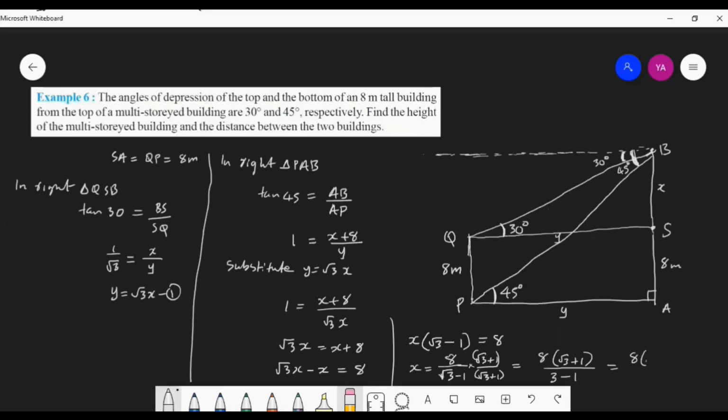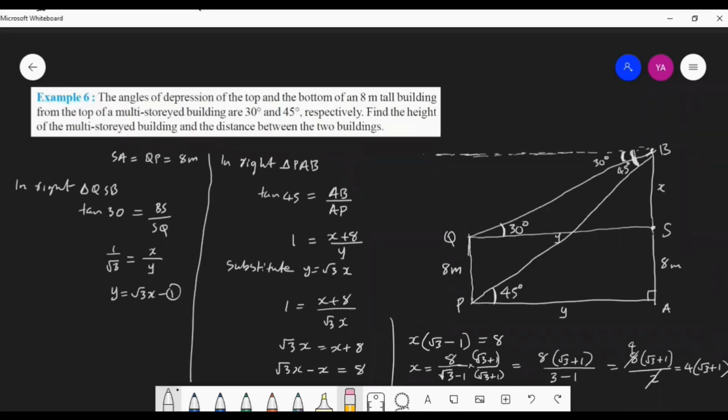Okay, 8 into 1 by 2, one more step we can do. In 8 there are 4 twos. So we got 4 root 3 plus 1. That value we can substitute here. This is x.